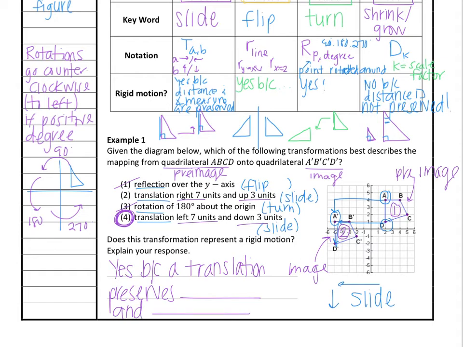Remember that a rigid motion preserves distance and angle measure. The only one that doesn't preserve distance is a dilation. So every time you see this question, unless you've had a dilation, the answer is always yes. It's kind of nice. Flip it over, we'll see a couple more examples.